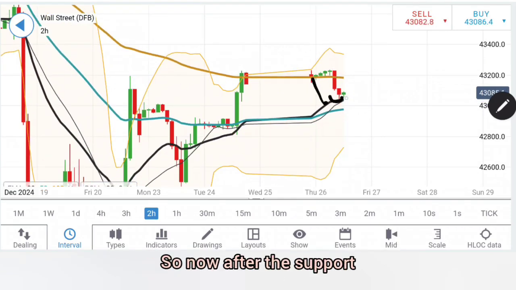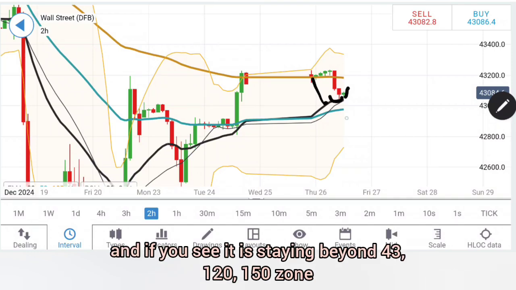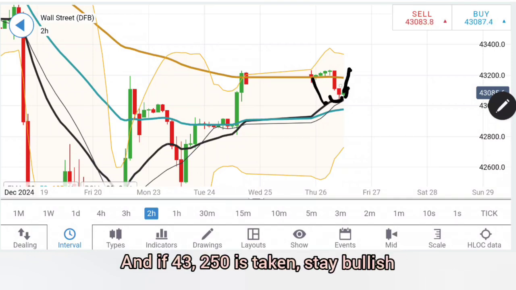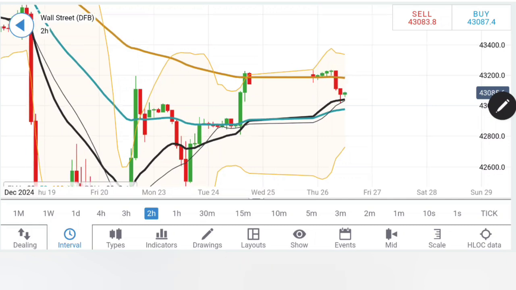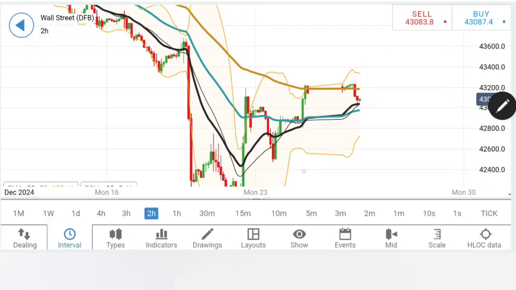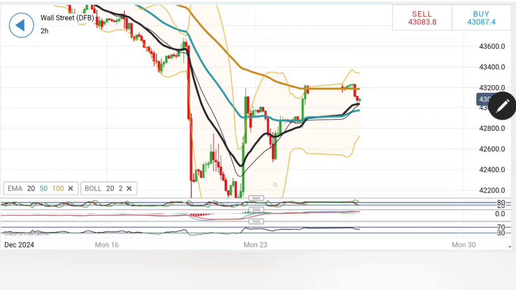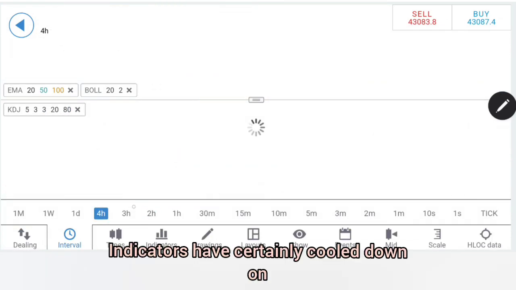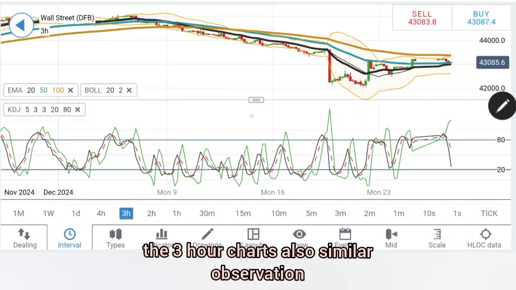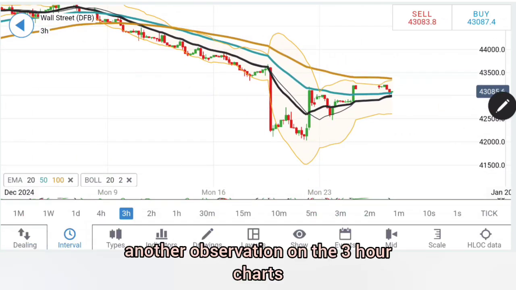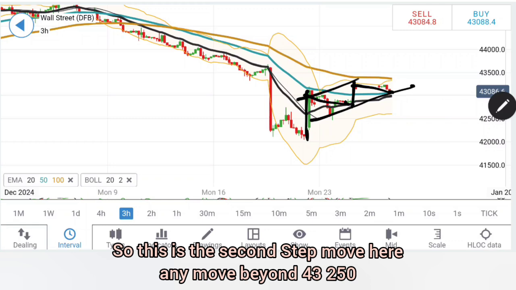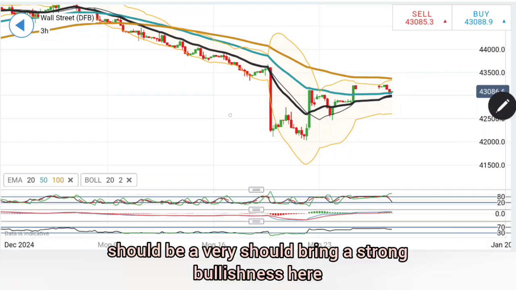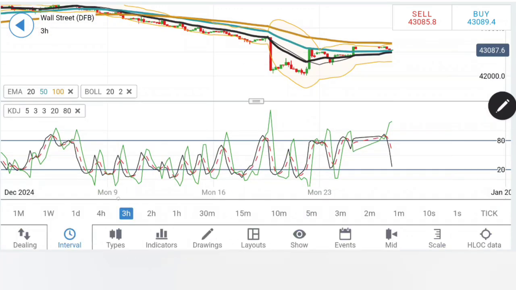So now after the support, if it bounces back and if you see it is staying beyond 43,120, 150 zone, stay bullish for 43,200, 250, and if 43,250 is taken, stay bullish. We are looking at 43,400 and 43,500 as the next targets. Indicators have certainly cooled down. On the 3-hour charts also similar observation. Another observation on the 3-hour charts: rise, consolidation, rise, consolidation. So this is the second step move here. Any move beyond 43,250 should bring a strong bullishness here.